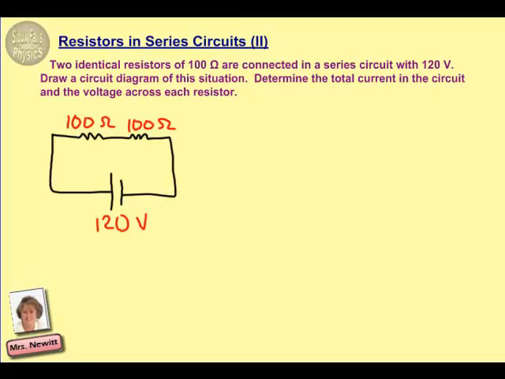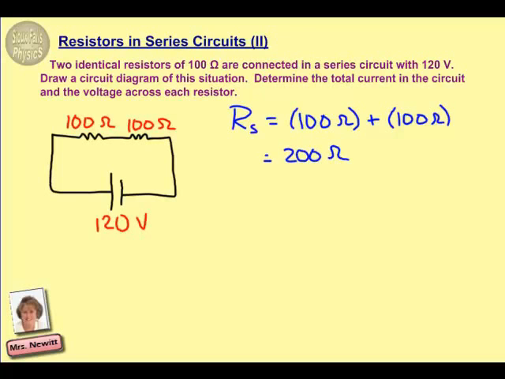First, it says to determine the total current in the circuit and the voltage across each resistor. Before we do that, we will need the value for the equivalent resistance. And again, because we are working in series, we are simply adding the 2 together. So 100 plus 100 gives us an equivalent resistance of 200 ohms.